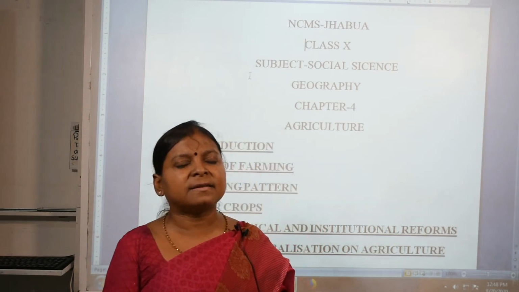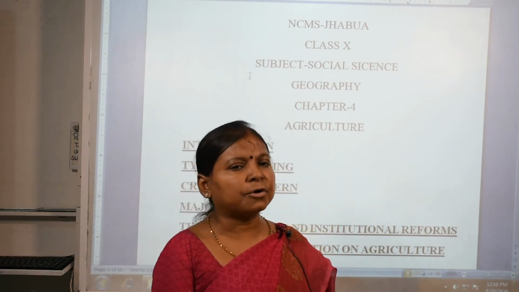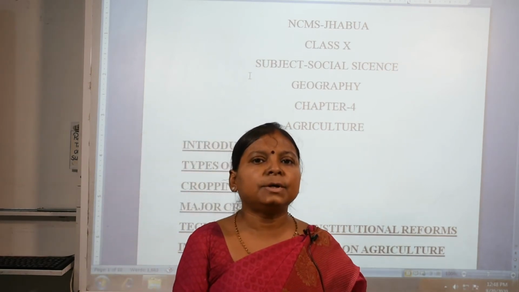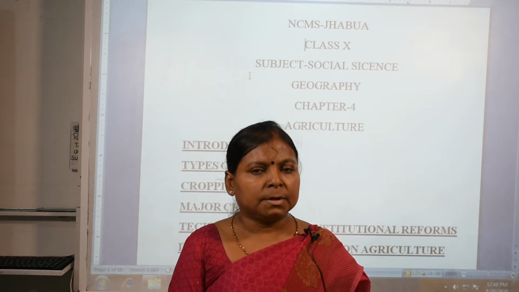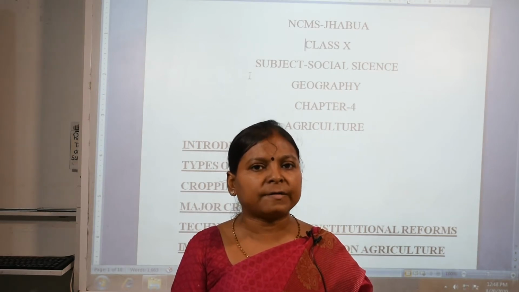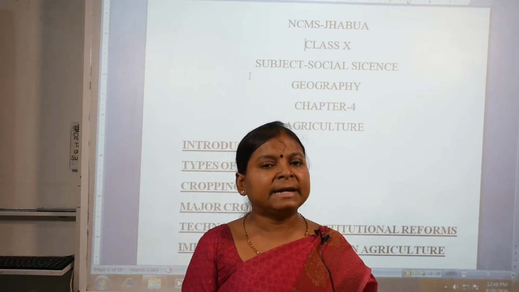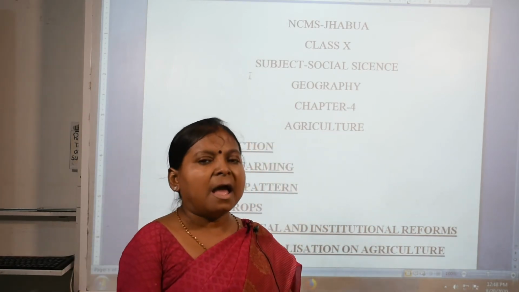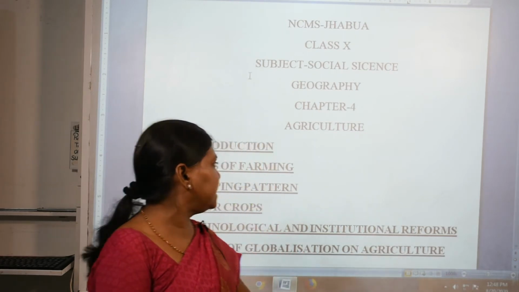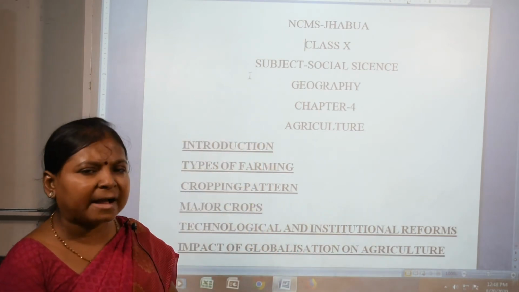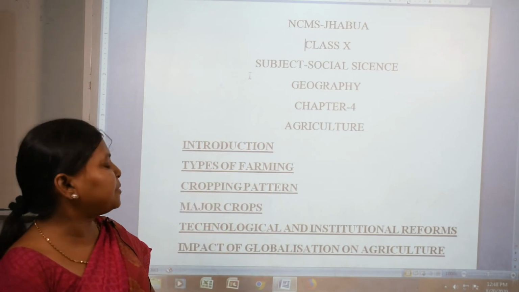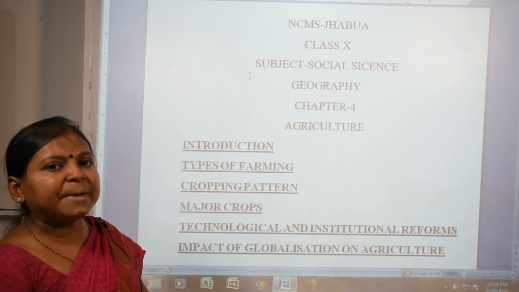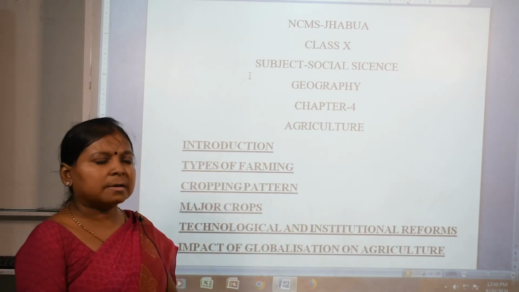Today I am taking the class 10 SST Geography chapter 4, Agriculture. My dear students, lessons number 2 and 3, Forest and Wildlife and Water Resources, these two chapters are deleted this year. So I am taking directly chapter 4, Agriculture. As you know, today we are going to study what agriculture is, what the different types of farming practices in India are, what the cropping patterns are, and what major crops are grown in our country.